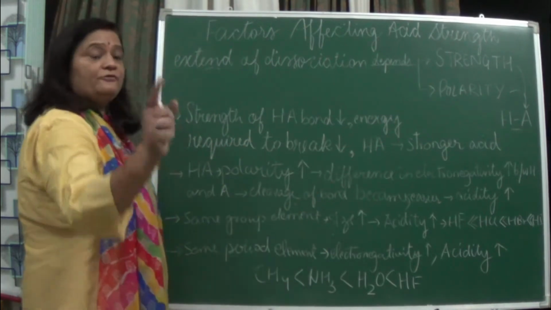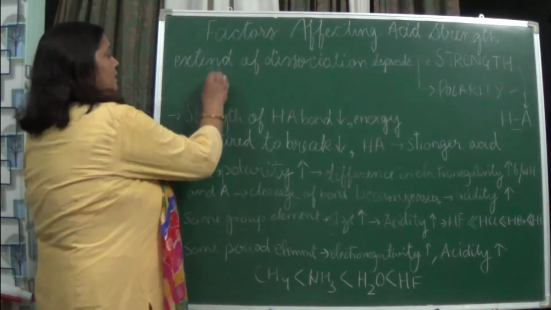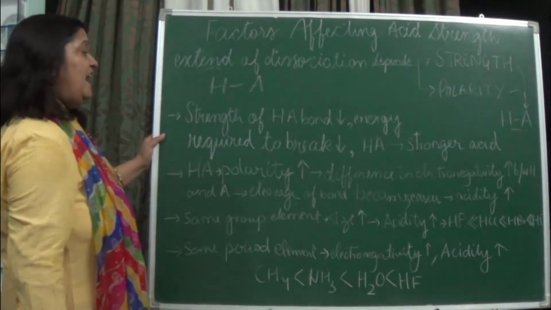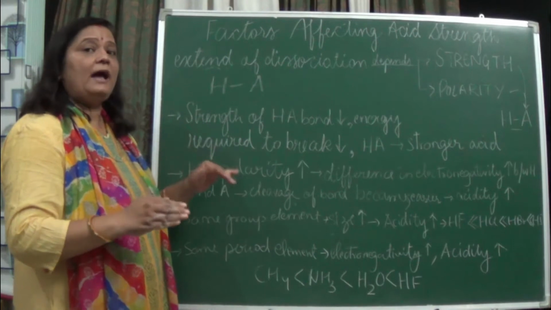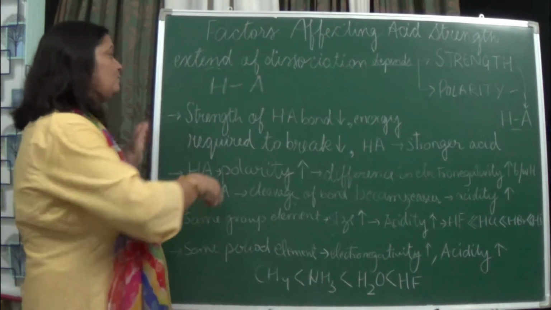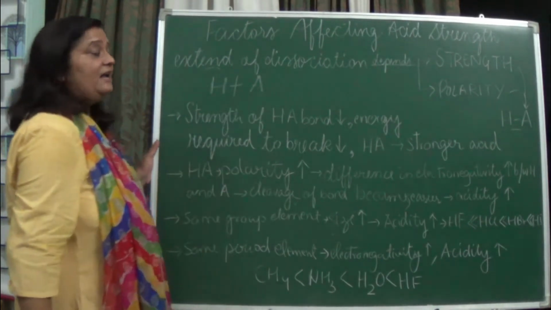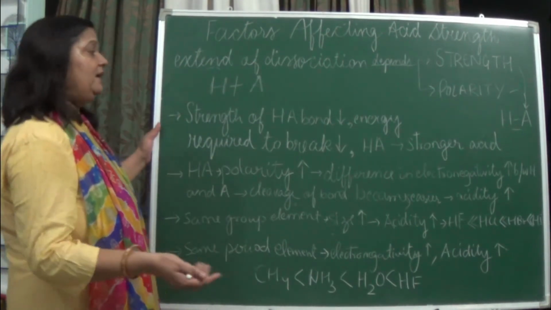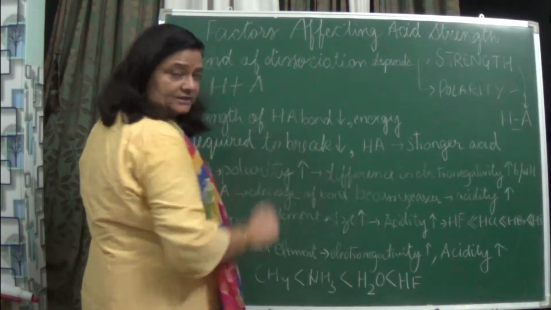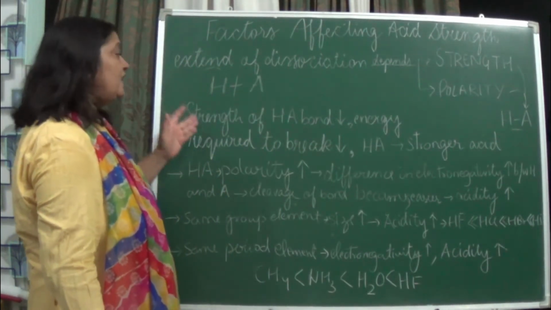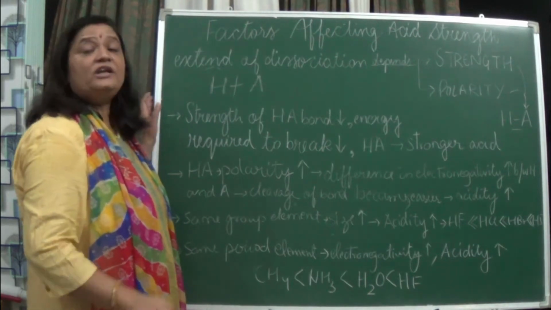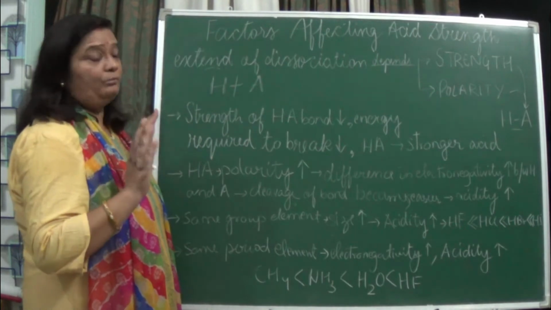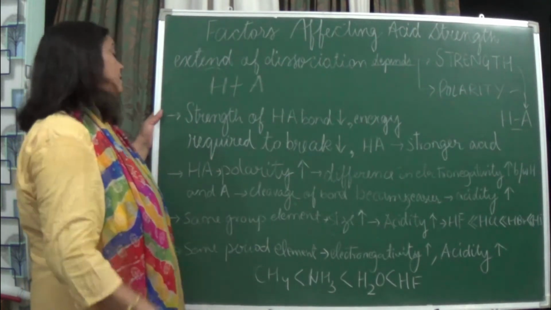If the strength of the bond here is less, naturally what will happen? The energy required to break this bond will be less, and it will be dissociated easily, and it is a strong acid. If the strength of the bond is high, naturally the energy required to break that bond will be high, and that will not be a strong acid, it will be a weak acid.